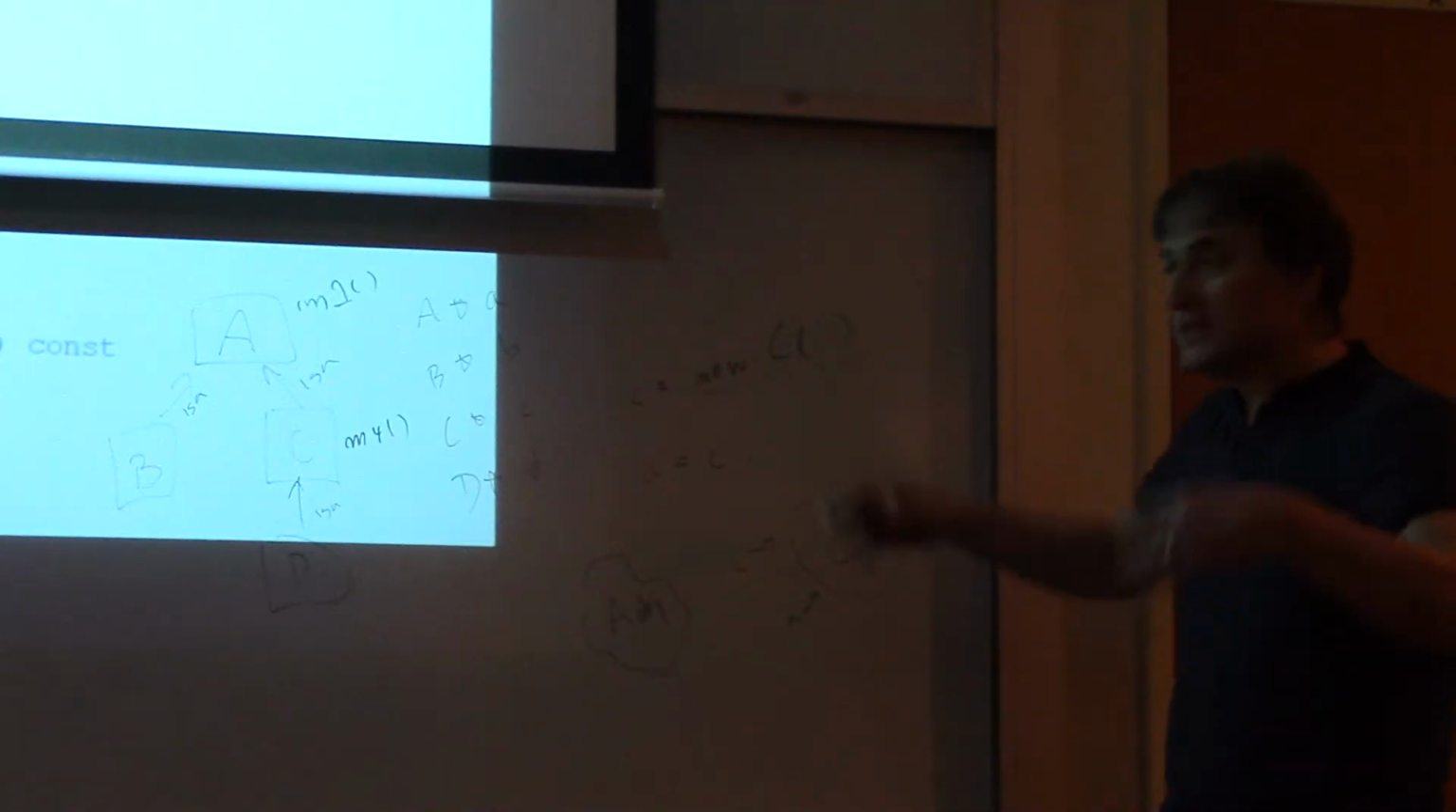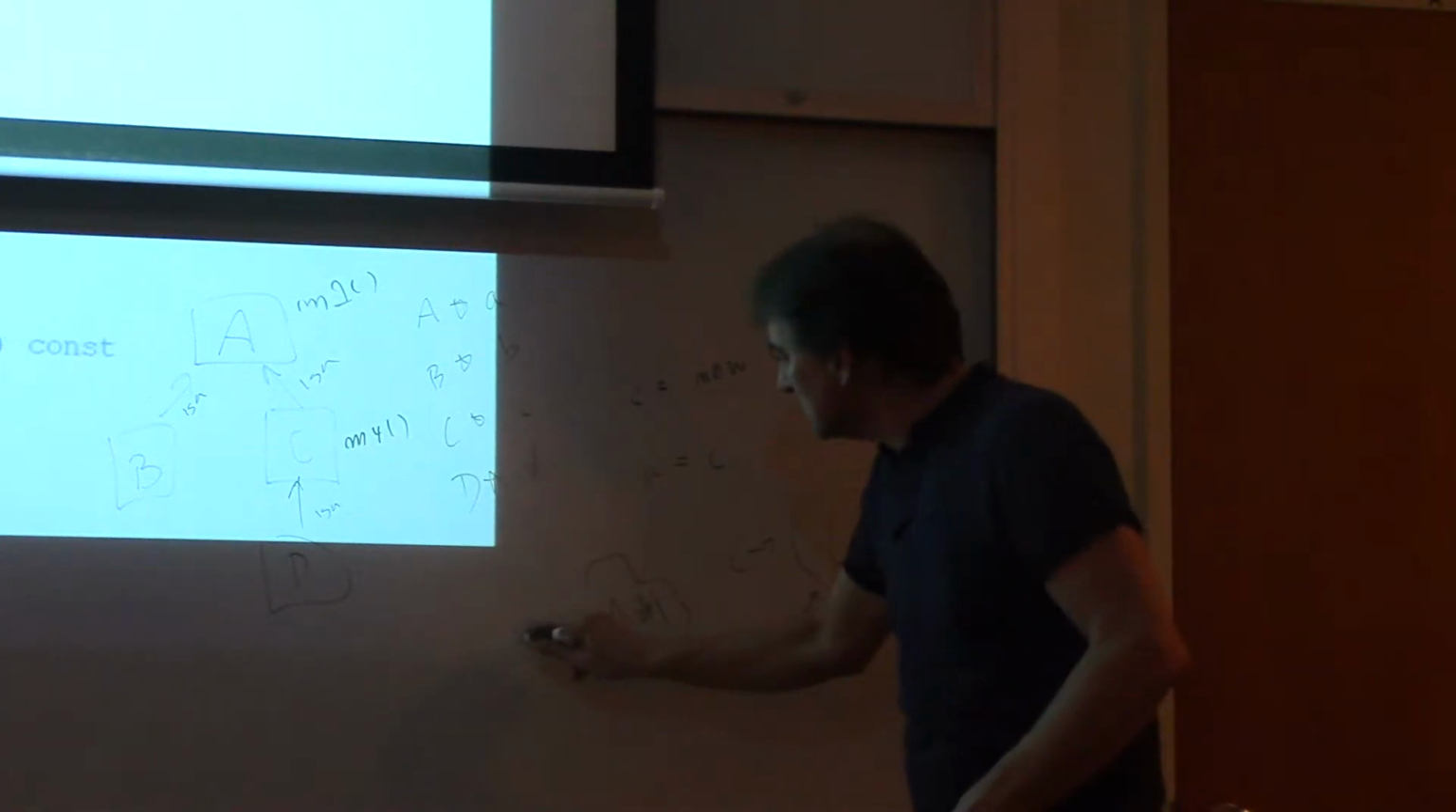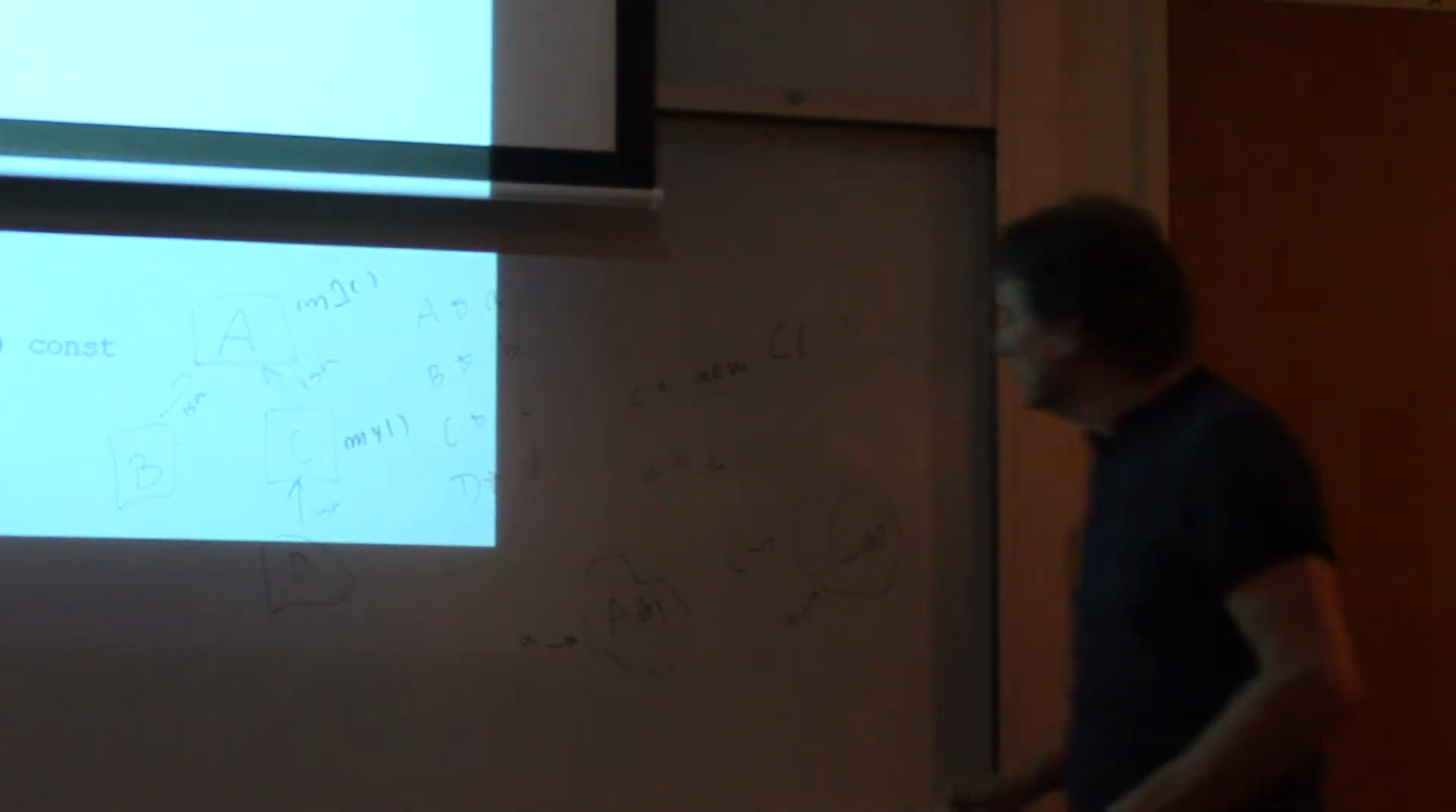Okay, so someplace I said new A, right? So in a different part of the program, is it possible for me to say A pointer M1 on this object? Yeah, of course. Is it possible for me to say A pointer M4?